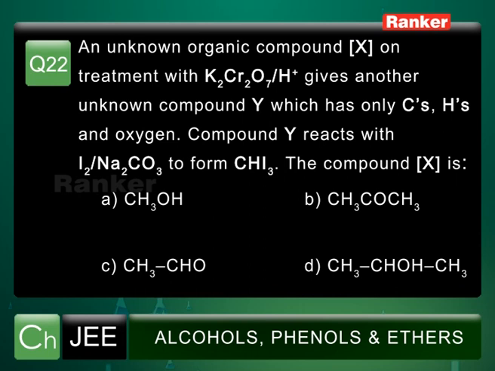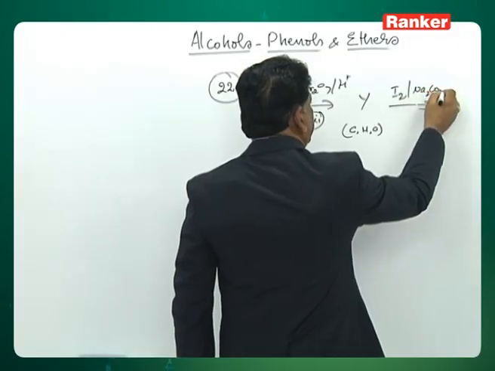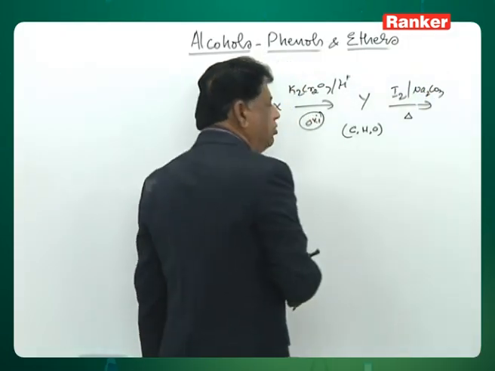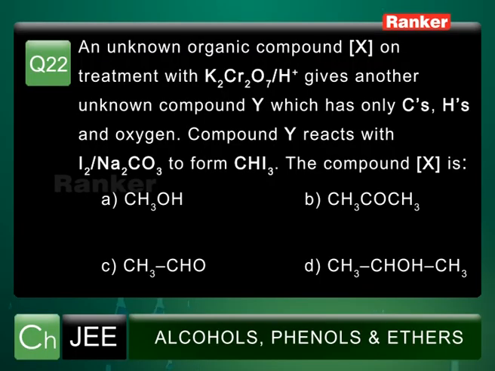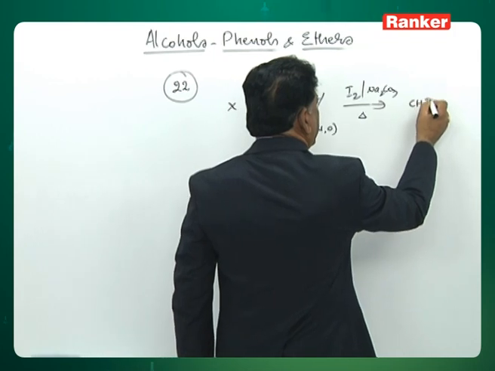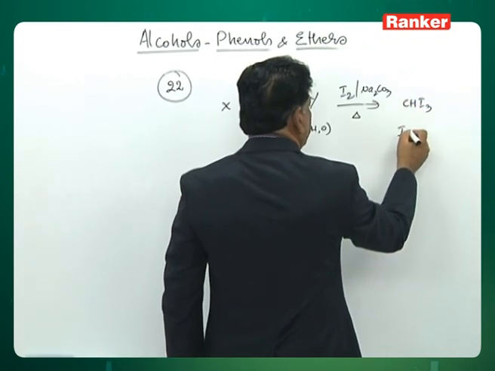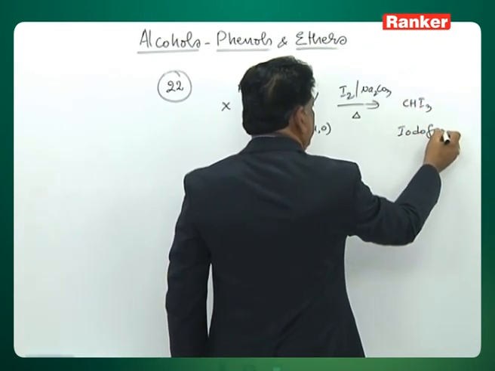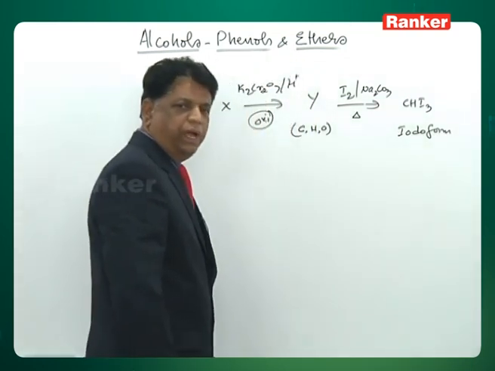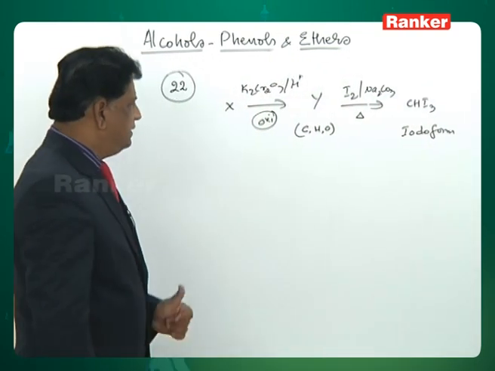However, Y reacts with iodine and a base like sodium carbonate, Na2CO3, on boiling. It gives a well-known compound, CHI3. CHI3 is known as iodoform. Iodoform is formed from this compound Y. So what is X?